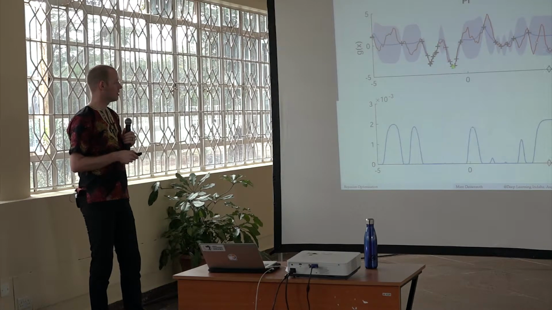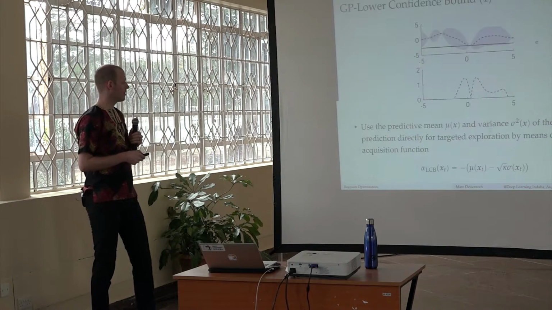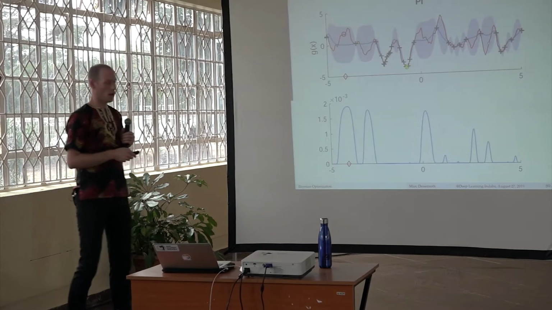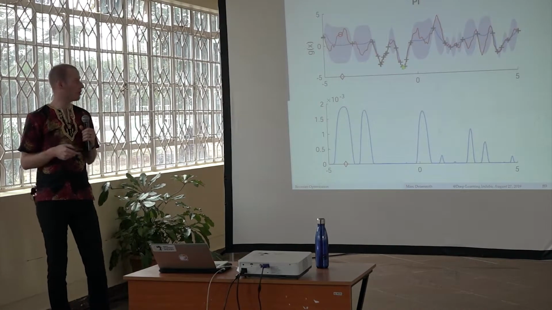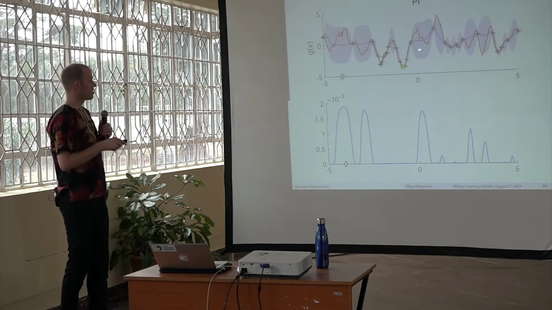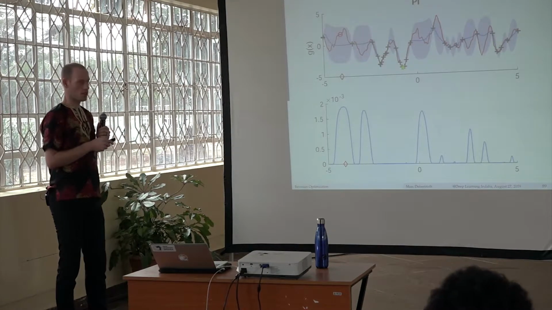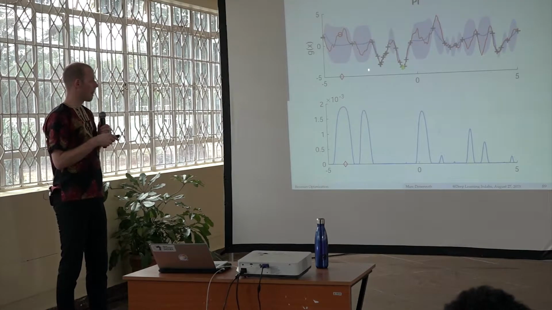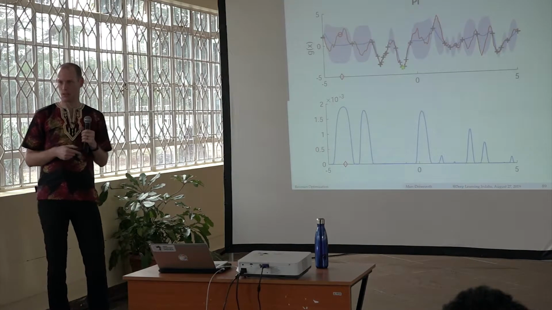So now it's still exploring, but this is the idea of probability of improvement. And you can see that the true function is actually very badly modeled in most parts of the parameter space, but in the interesting areas we have a pretty good fit.